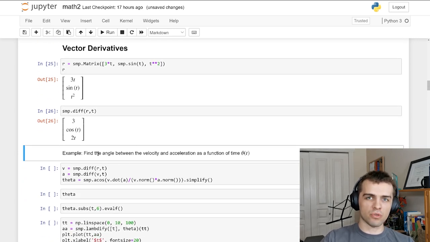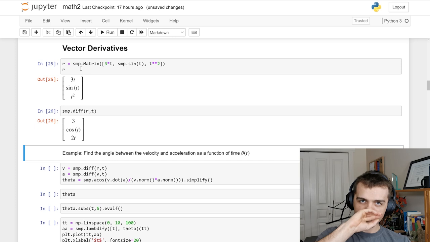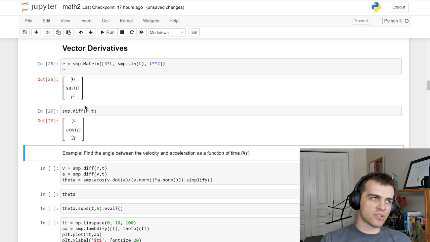This example, of course, I could do really complicated things. You might think this is simple, but this is actually kind of complex here. I'm saying find the angle between the velocity and acceleration as a function of time. So remember that you have R of T. You can find V of T, which is the derivative, and A of T, which is the acceleration, the derivative. And the angle between those vectors is well defined.